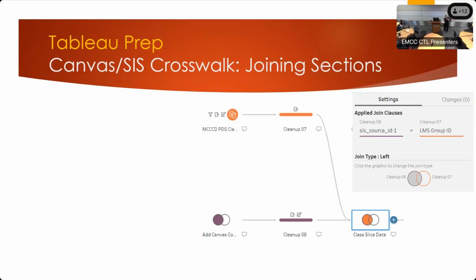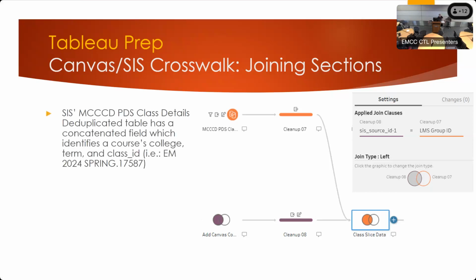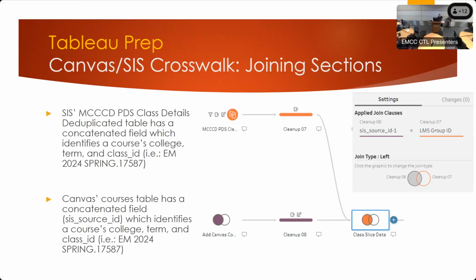So eventually I found in both Canvas and SIS a field that is kind of like the cheat sheet, the Rosetta Stone, the way to be able to join them together, where they concatenate the college, term information, and section number, so that I can join them on those elements. I just have to do a little cleanup to get them identical. So in SIS, it looks like this, if you can see it on the screen. And in Canvas, it looks like this.